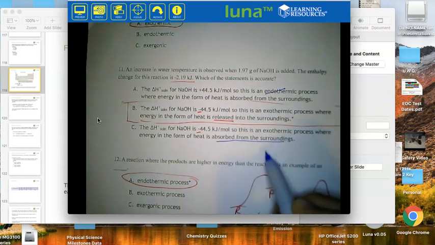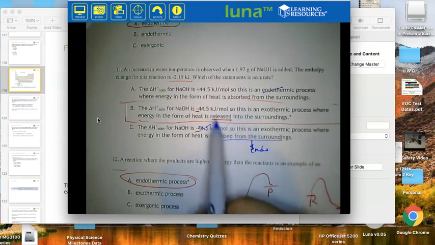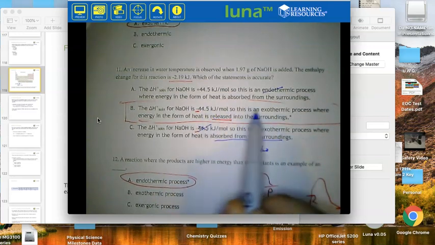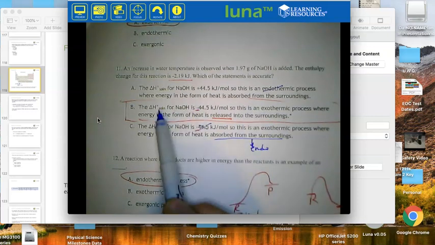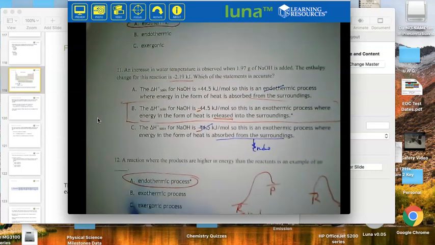If the heat is absorbed from their surroundings, that's endothermic, and so that would be positive, not negative. So that means B has to be the answer. It's describing heat being released into the surroundings, and we know that's describing an exothermic process, which has a negative standard enthalpy of solution there. So B is your answer.